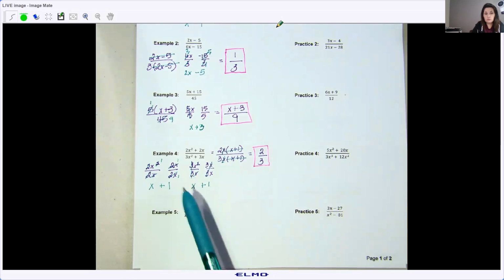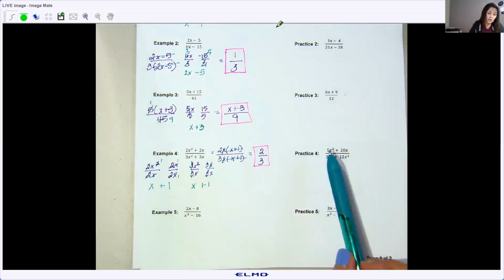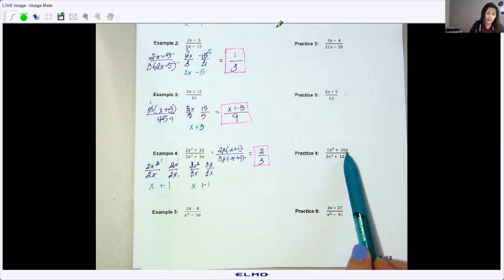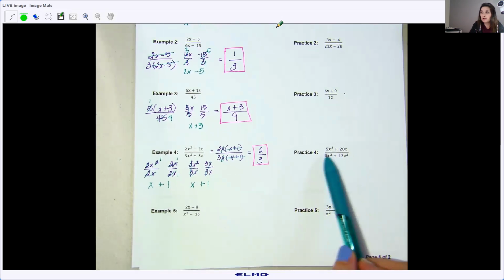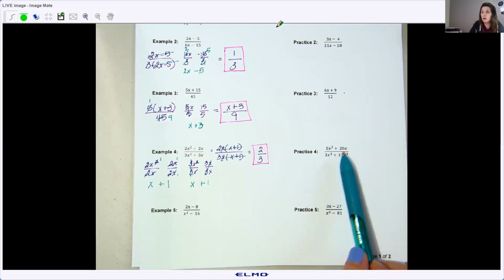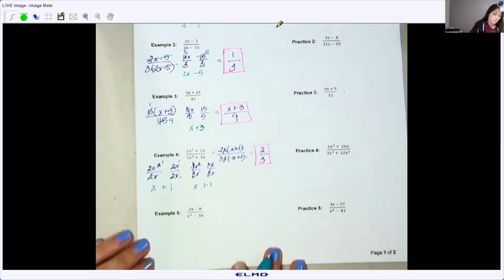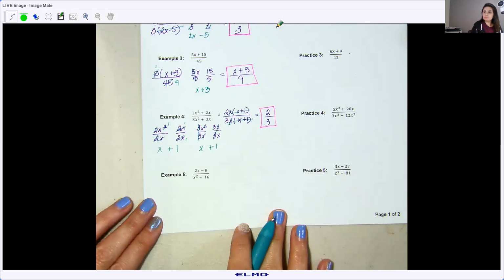So that's how you factor ones that look like this. Now, when you come over here, you are going to have to factor. Your greatest common factor is going to be a 5x for the numerator and a 3x squared for the denominator. Just a little bit of a hint for you on that one. Okay, moving on to example 5.